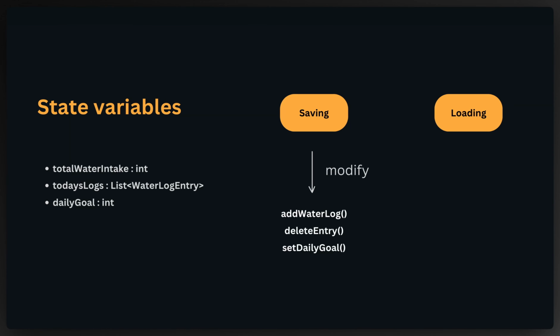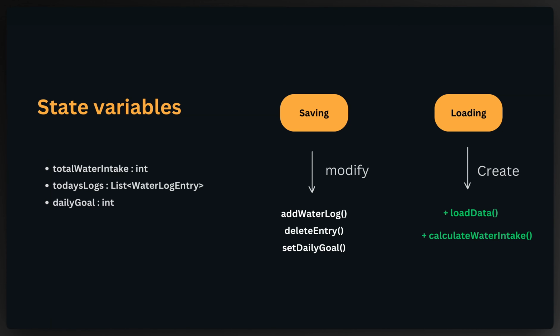And the last function that we already set in the last videos is set a daily goal. We call this function when the user sets a daily goal from the dialog, and we can modify it to add a statement to save the new daily goal in the shared preferences. Now for loading, we need to create two new functions. The first one is load data, and we will use this function to load all those state variables when we open the app. The second function is calculate water intake.